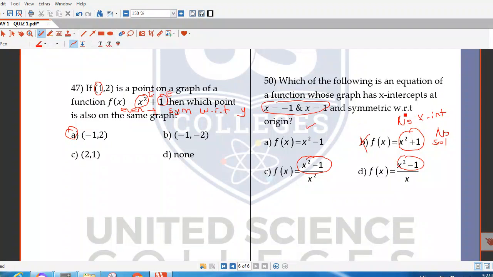Till now it is okay, but there is one more step: we are looking for symmetry with respect to origin. It is a property of an odd function. X squared minus 1 is an even function. You may cancel A. I am between two choices, C or D. Numerator is even, denominator is even, so the division of them is even, so it cannot be the answer. Numerator is even, denominator is odd, so answer is D. It is the end of quiz 1.